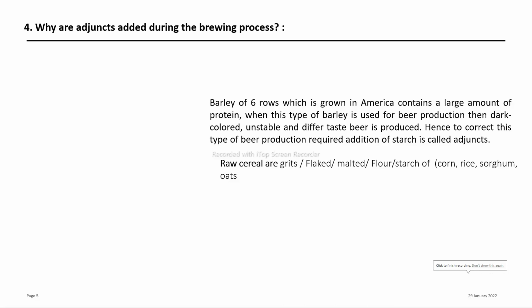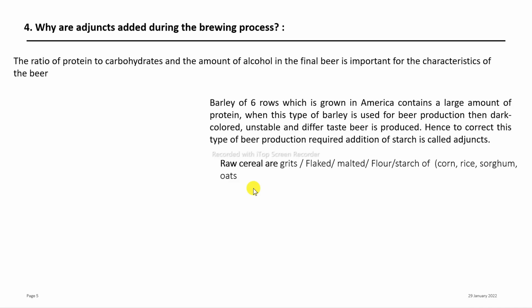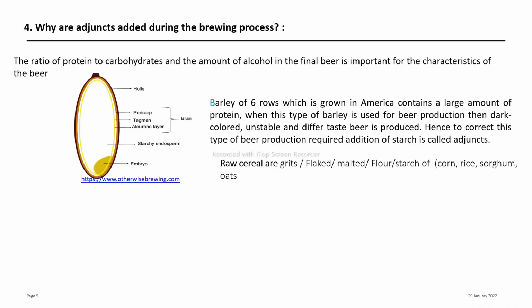In the brewing process, why are adjuncts added and what is meant by adjuncts? You can see in the main raw material, the barley grain, the main part is the embryo, called the germ. Then there is the endosperm portion, which contains starch material, and the outer layer contains the bran, which contains protein, and the outermost layer is the hull.